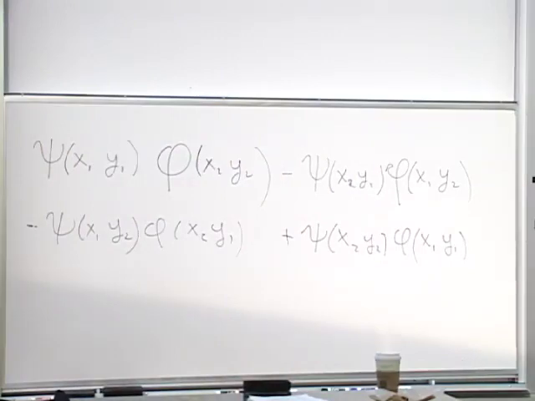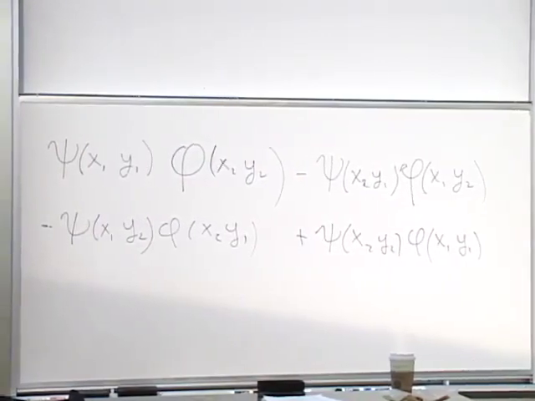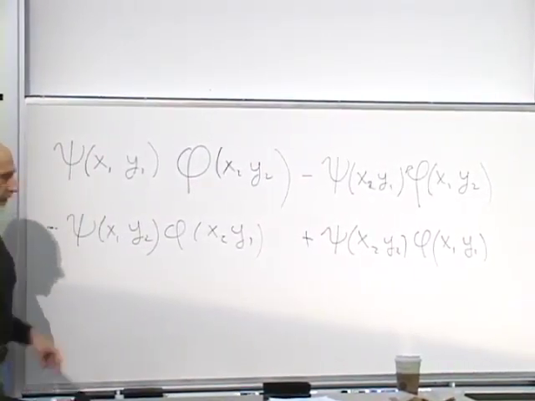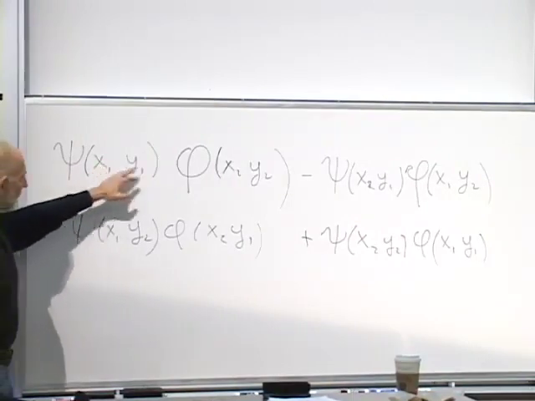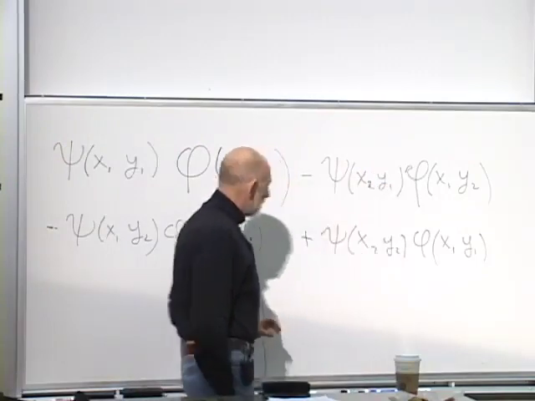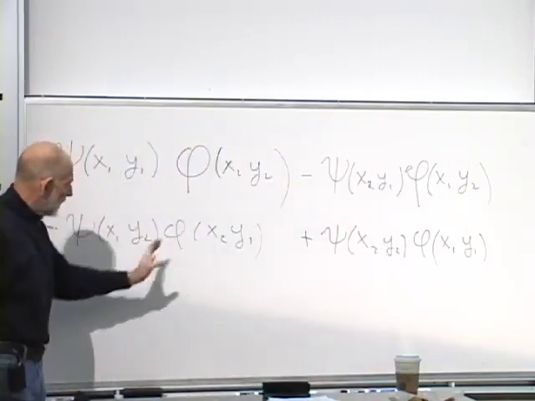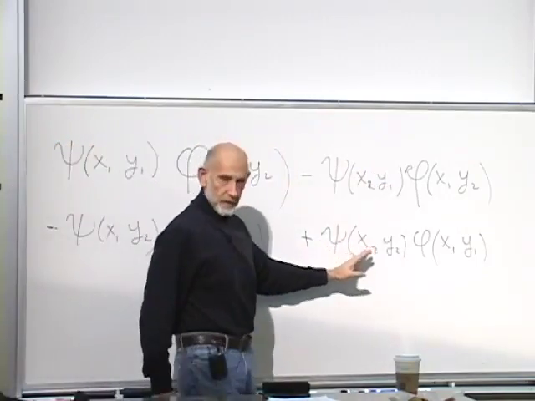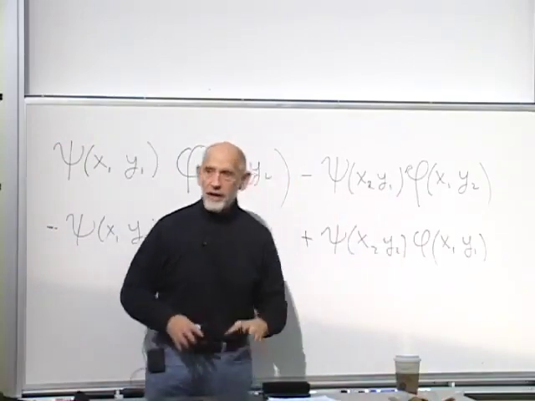So this is now anti-symmetric with respect to both the x's and the y's. If you interchange x1 and x2 in this expression, it'll go to this one and change sign. If you interchange x1 and x2 here, this one, and so forth. The whole thing is fully anti-symmetric.